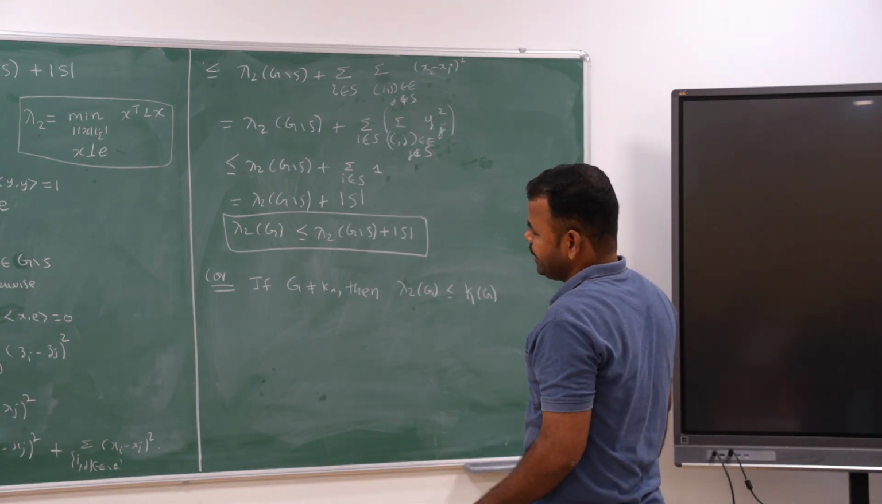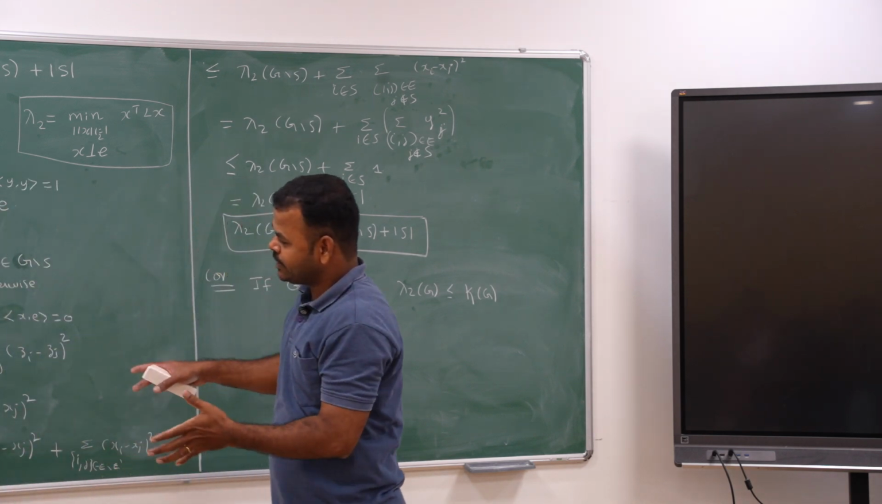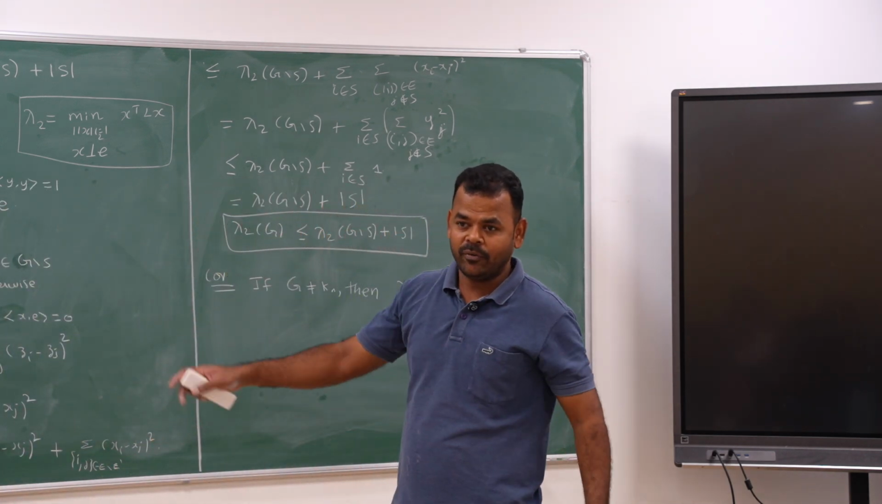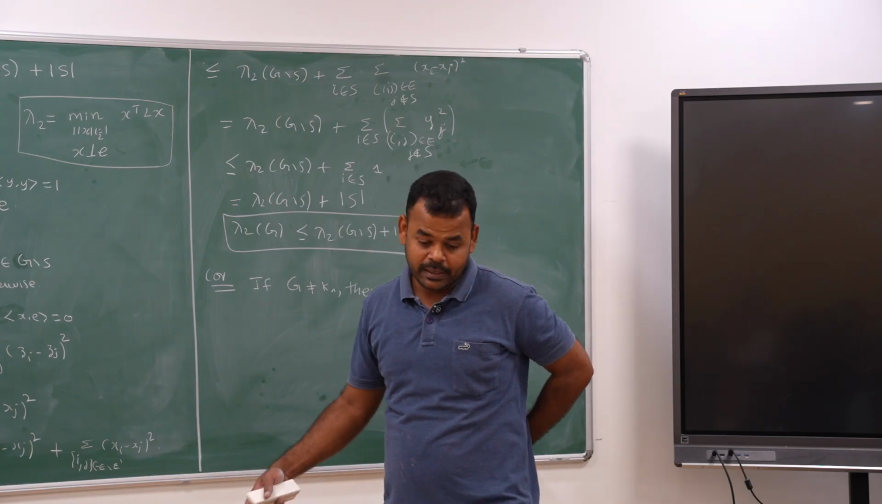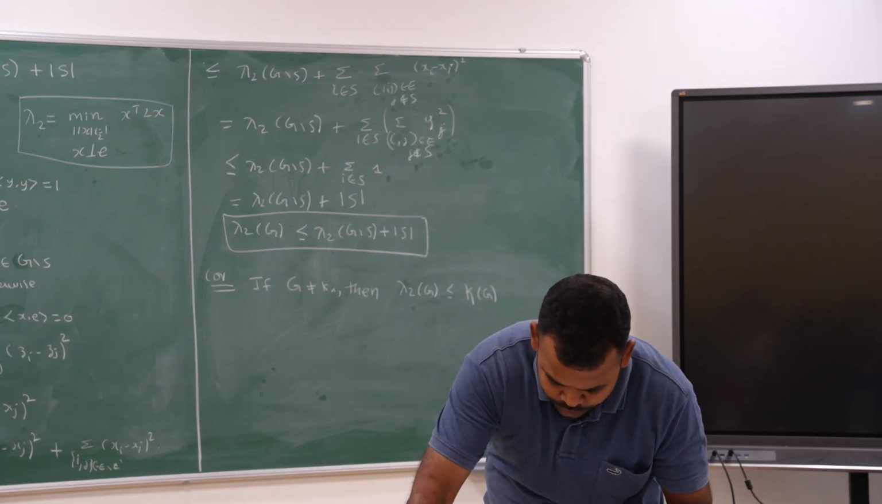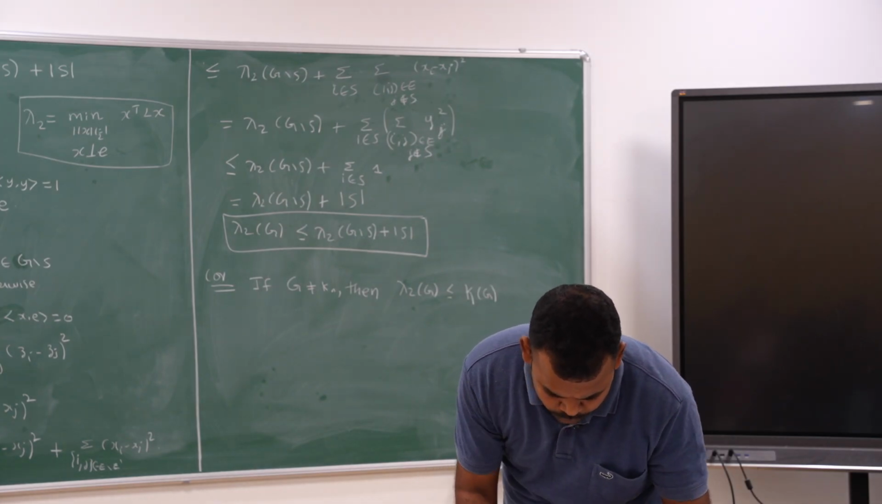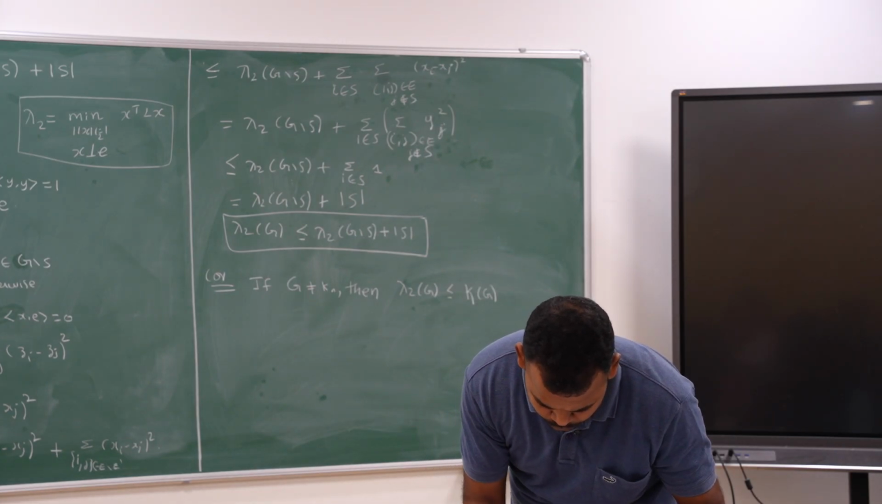So this idea is very common: you just cleverly construct some vector and put it inside the quadratic form. That will help you in a lot of other instances. So I will tell you two more things.